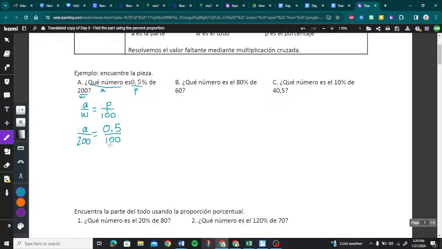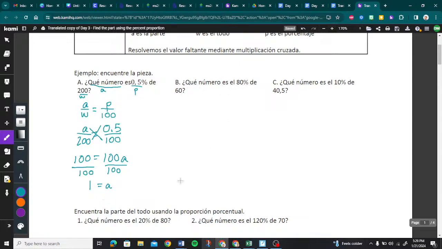And now we cross multiply. So 200 times 0.5 is 100, and then A times 100 is 100A. To undo multiplication, we divide, and so A equals 1.